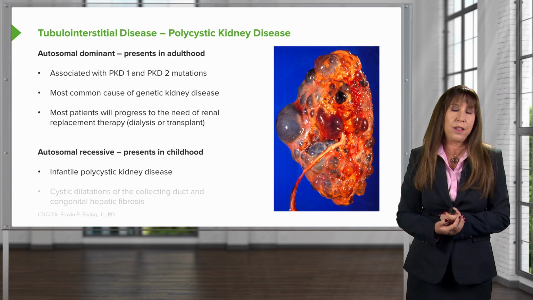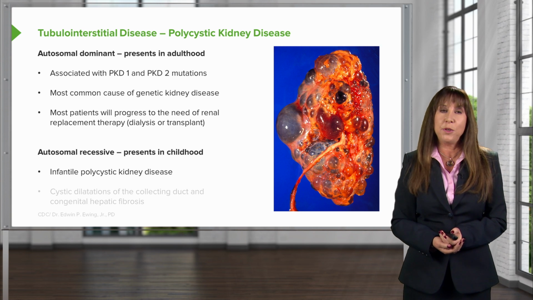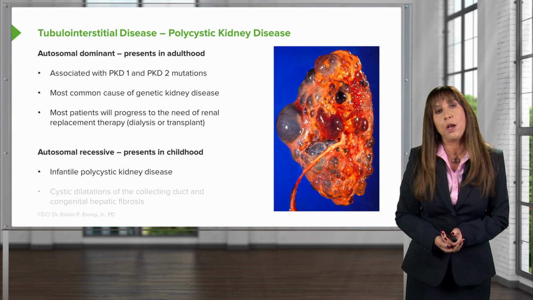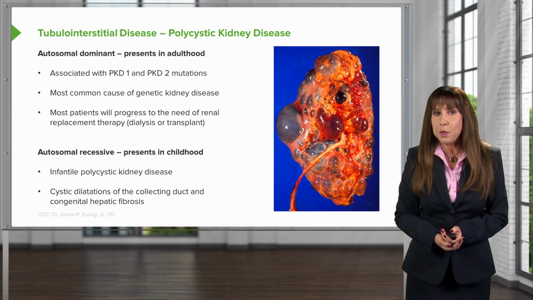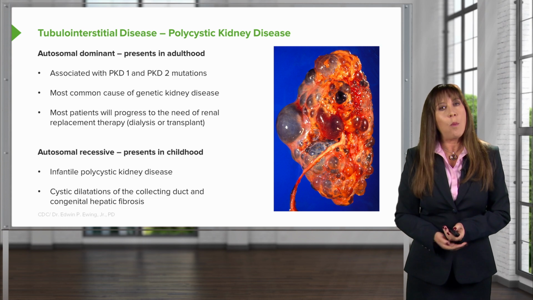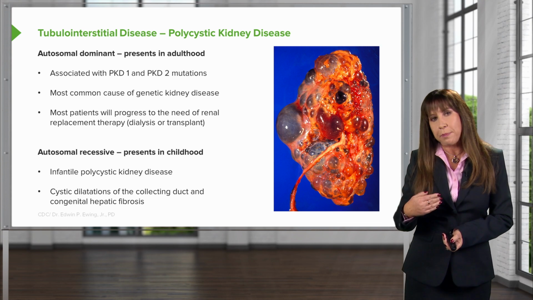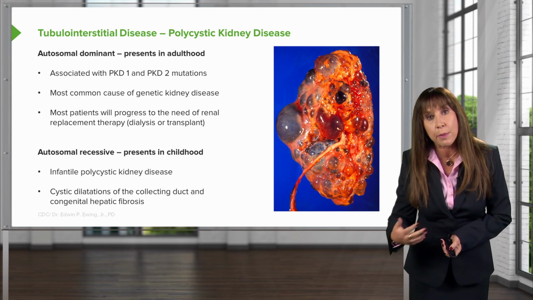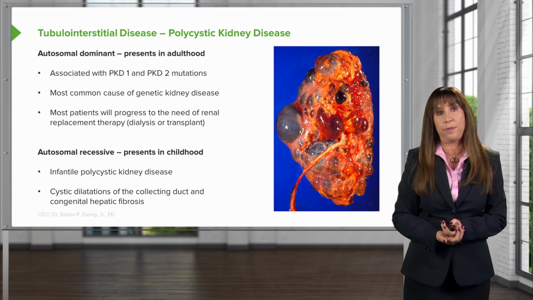Now, there's also an autosomal recessive variant, and that typically is going to present in childhood. So my pediatric nephrology colleagues see these people more commonly than I do. It's also referred to as infantile polycystic kidney disease, and that's associated with cystic dilatations of the collecting duct and congenital hepatic fibrosis. Most of the time, by the time these patients come to see me in my clinic, they've already been transplanted with both a kidney and liver transplant.